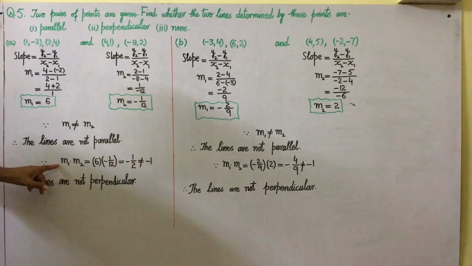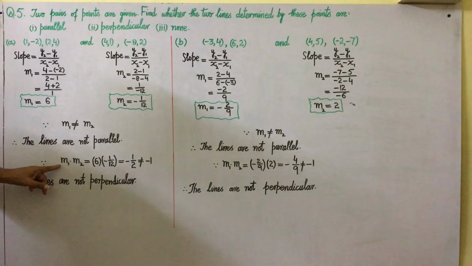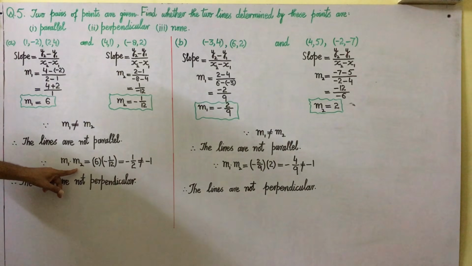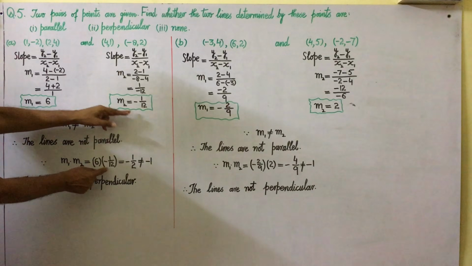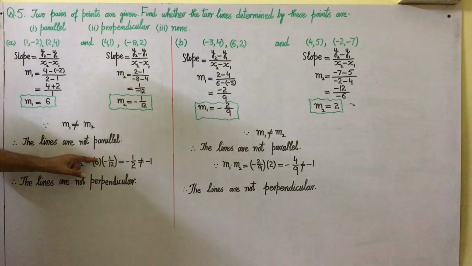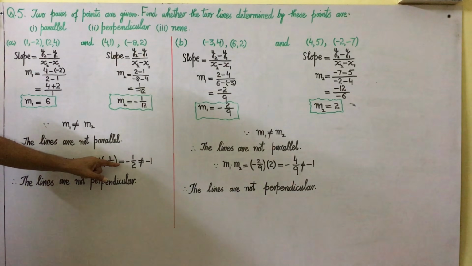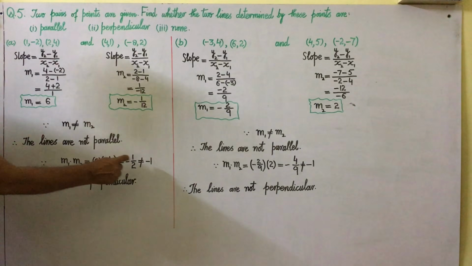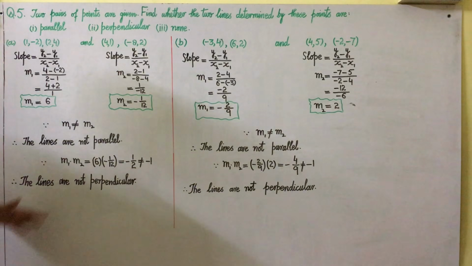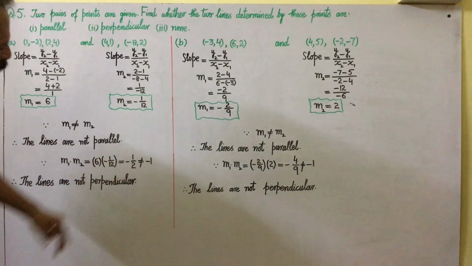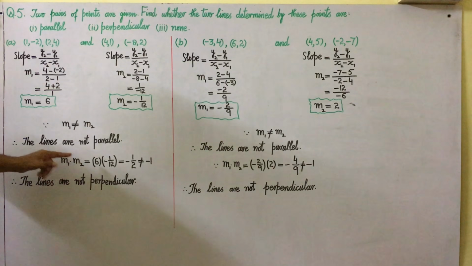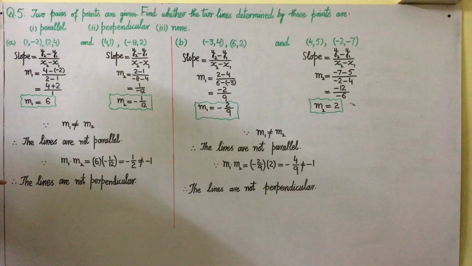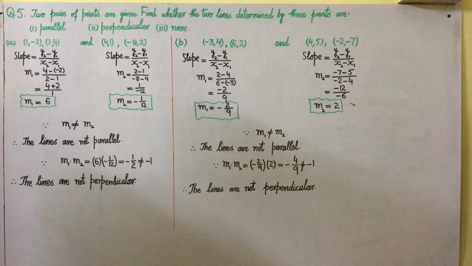Again, because m1 multiplied by m2, that is slope of the first line multiplied by the slope of the second line, is equal to 6 into minus 1 by 12. 6 ones are 6, 6 twos are 12. So answer is minus 1 by 2, which is not equal to minus 1. Because the product of the slopes of the two lines is not equal to minus 1, the lines are not perpendicular.